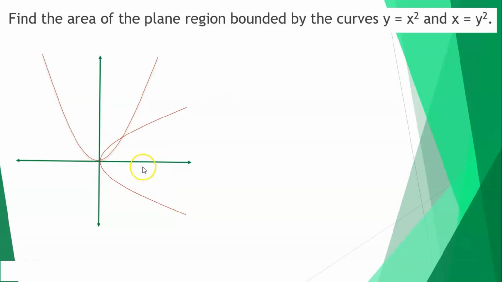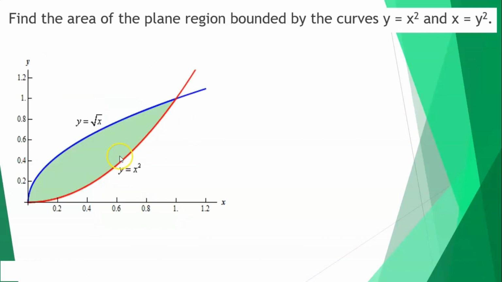So take note, the intersection of the bounded curves, the plane region, is this one. So take note, the lower curve is y equals x squared. Well, the upper curve, this one here is x equals y squared, or basically y is equal to the square root of x. So take note of this, how to find the area of this one.